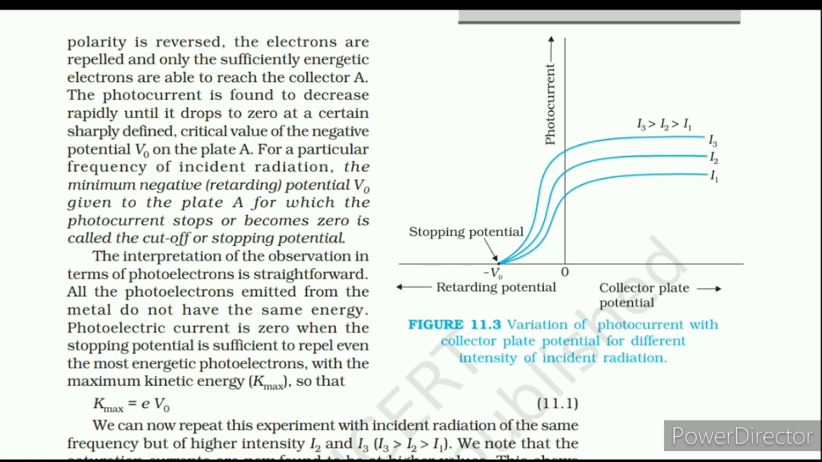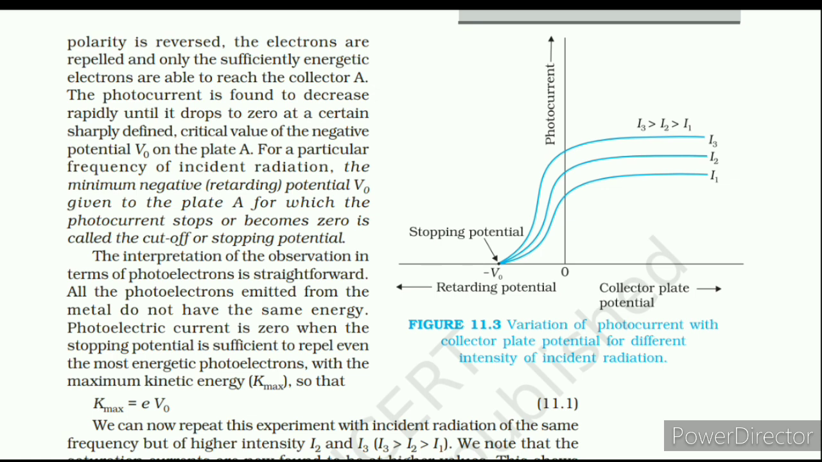These observations have two implications. Number one, the maximum kinetic energy of photoelectrons varies linearly with the frequency of incident radiation but is independent of its intensity. Number two, for a frequency nu of incident radiation lower than the cutoff frequency nu0, no photoelectron is possible even if the intensity is large. This minimum cutoff frequency nu0 is called the threshold frequency. It is different for different metals.